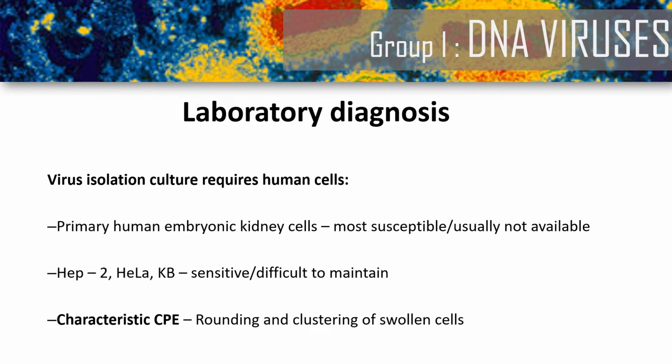For the laboratory diagnosis, we can use virus isolation culture by the use of your primary human embryonic kidney cells, which is the most susceptible, usually usually not available. And then we can also use your Hep2, HeLa, and KB, which is sensitive but difficult to maintain kasi yung way of passage naman niya, class. Okay, the characteristic CP naman, class, paki-take note for adenoviruses, rounding and clustering of swollen cells.